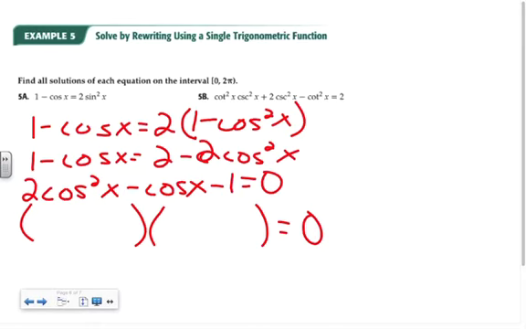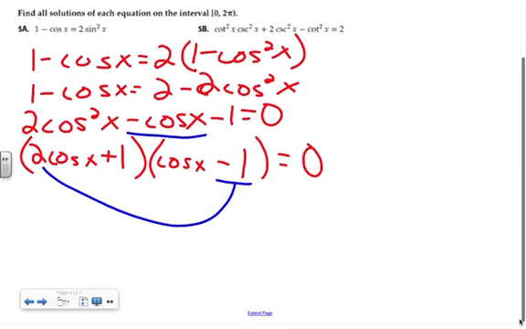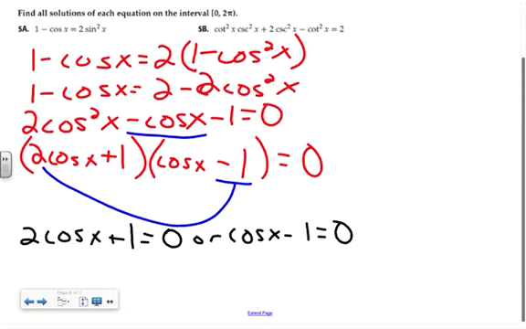So when we do, we have 2 cosine x and cosine x and plus 1 minus 1. And the reason why I know that my minus goes here is because notice that if we were to FOIL this all out, the 2 cosine x would be negative combining with a plus 1 cosine x, giving me this negative cosine x. So setting up those two expressions now equal to 0, I have 2 cosine x plus 1 equals 0, or cosine x minus 1 equals 0.